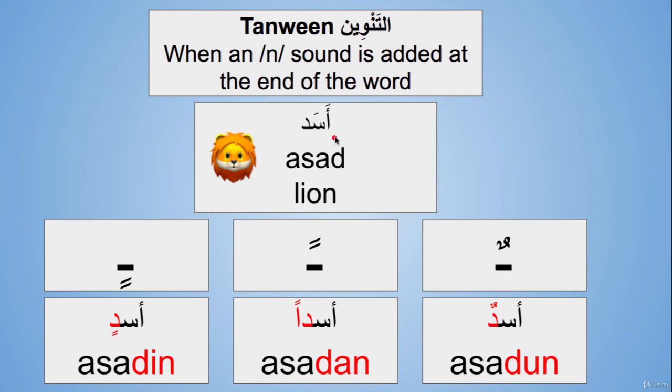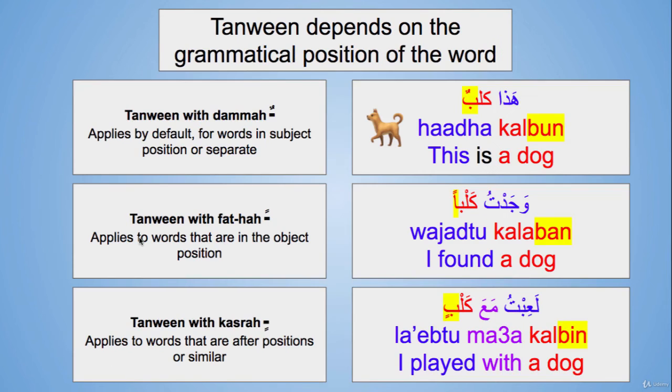For example, you find the word asad, which means lion in Arabic, and when you apply tanween to it, there are three possibilities. Tanween with dhamma, which gives you the sound un, like asadun, and with fatha, it gives you the sound asadan, and with kasra, it gives you the sound asadin. So it gives the same sound of kasra or fatha or dhamma, but with an additional noon sound. And you can find it depends mainly on the grammatical status of the word.